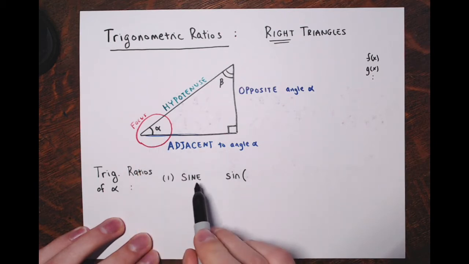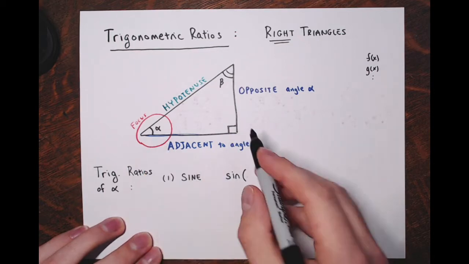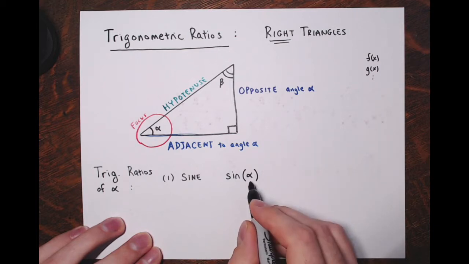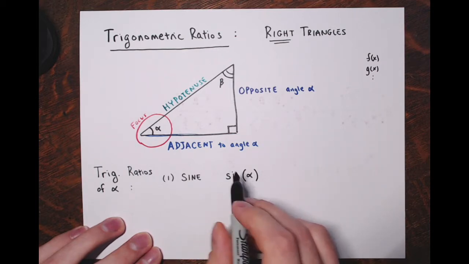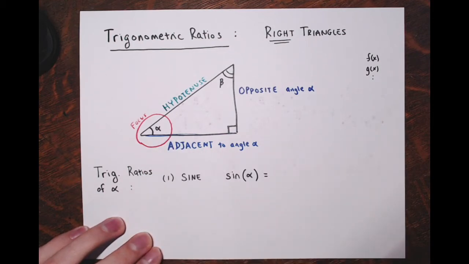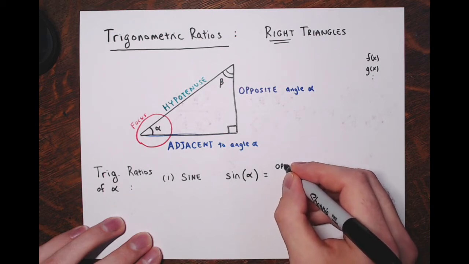So if I want to tell you what the sine of this angle is, the sine of alpha, this angle. The way it's defined is the side opposite.